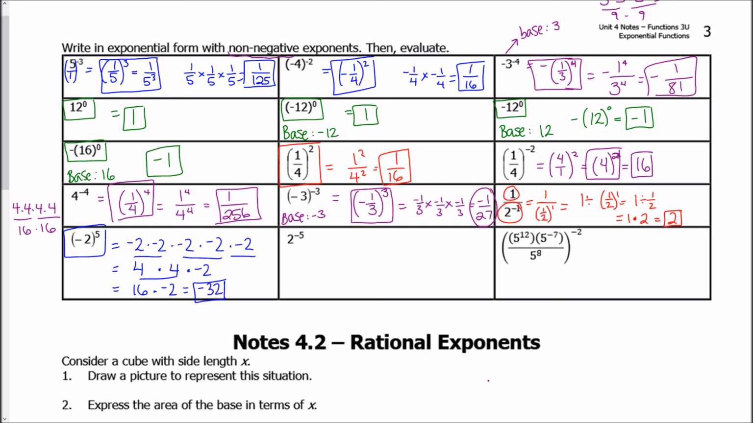Okay, now I purposely gave you this example here because a lot of people will tell me that this answer is negative 32 when it's not. The only way that you'll get negative 32 as your answer is if the negative is part of the base and not part of the exponent.